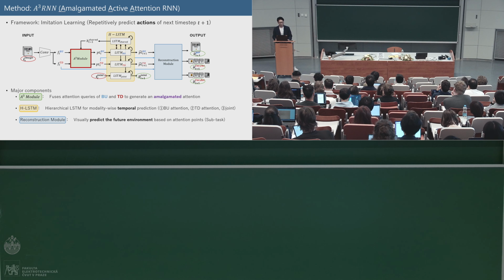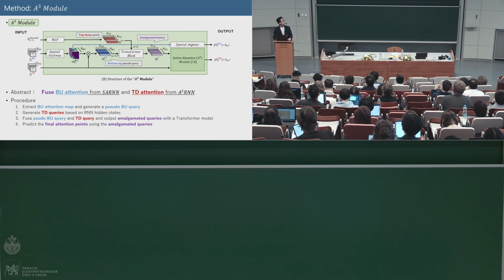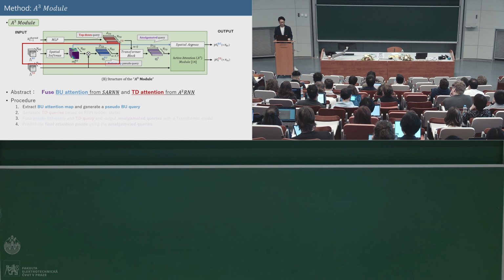And as this proposal is mainly focused on this A3 module, I would like to explain this in more detail. So this is the overall structure of the A3 model. The input is the hidden states of the temporal feedback, and also the image features that are extracted using convolutional neural networks. So in abstract, the role of this module is to fuse the bottom-up attention and the top-down attention.